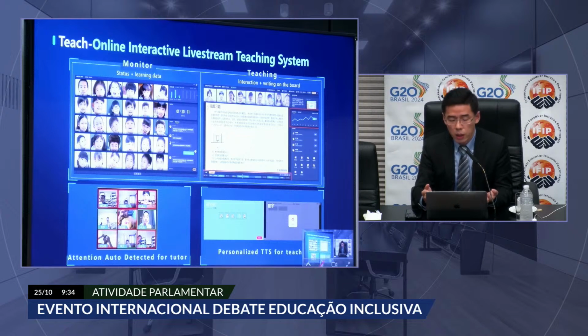We also develop a lot of AI tools for the scenario, such as attention auto-detection for tutoring teacher. In the past, the tutoring teacher has to monitor the behavior of about 100 students. Whether they eat, sleep, out of camera, raise hand, it's quite a burden for them. But now the AI can do this stuff for them.